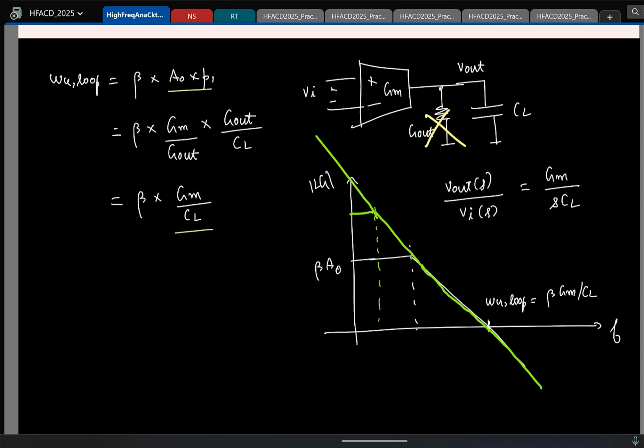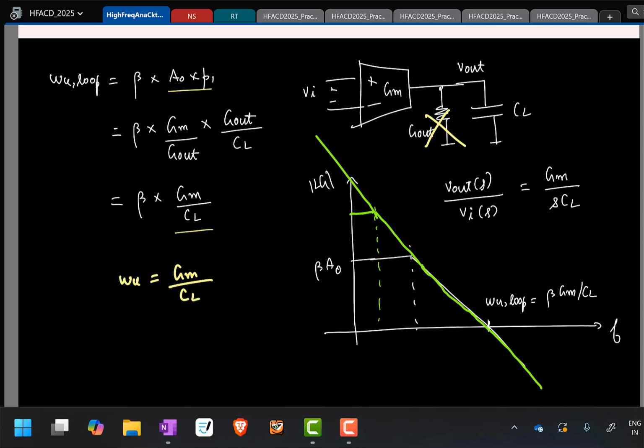Because remember, strictly speaking, I desire to have an infinite gain across all frequencies, but unfortunately that is not possible. So we try to do the next best thing, which is to have an infinite gain at least at one frequency, which is DC. That's what we try to do, and this is what it is. And here the omega u is Gm by C. So I'll stop here. We'll resume next week.